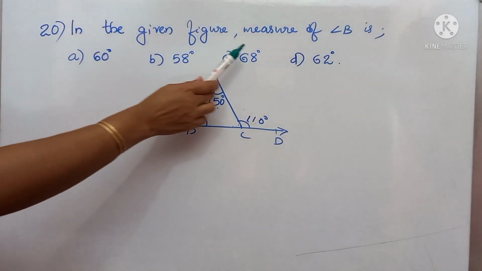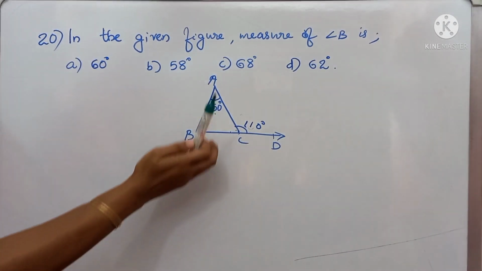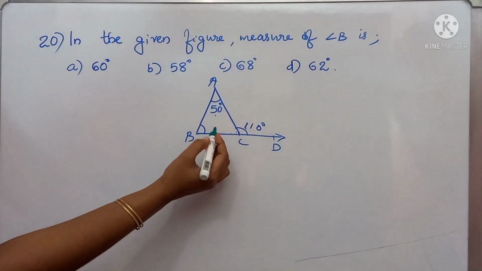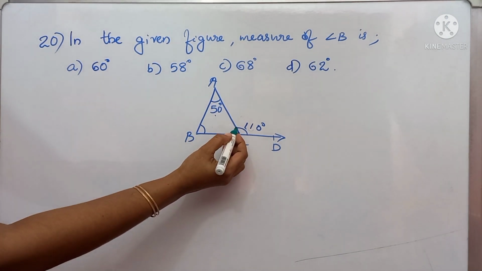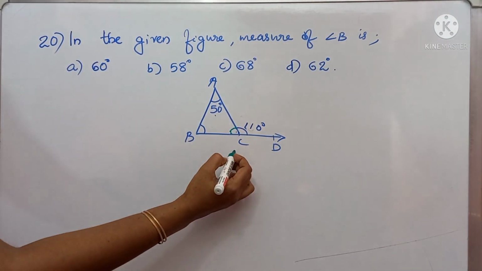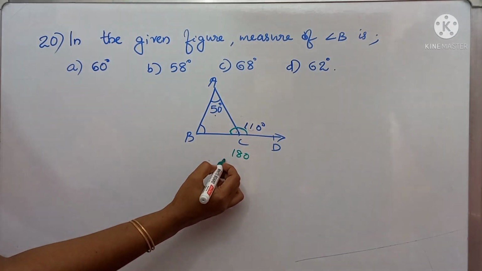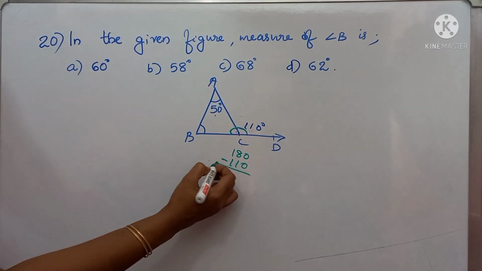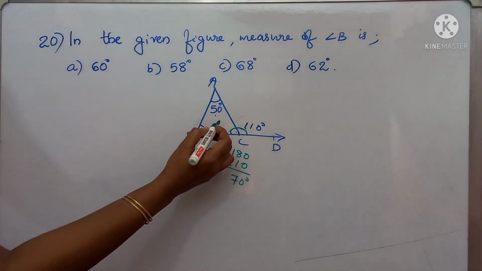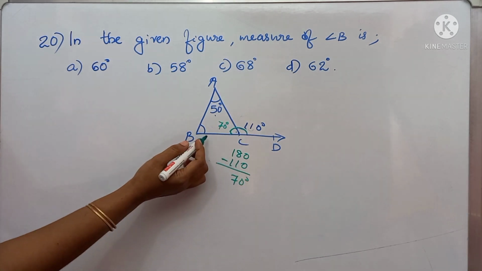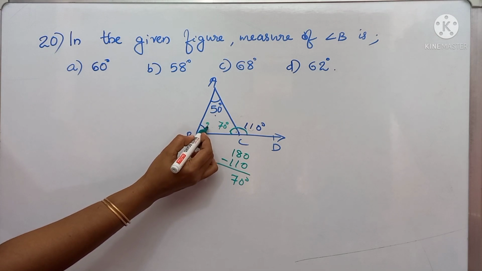In the given figure, the measure of angle B is... look at this figure, you can see a triangle ABC here and we have to find angle B. And this angle we can find by using the linear pair. Here this is a linear pair, very clear. 180 minus 110, we get 70 degrees. Then write that angle here, 70 degrees. That interior angle we have got, then we can find this angle B very easily.